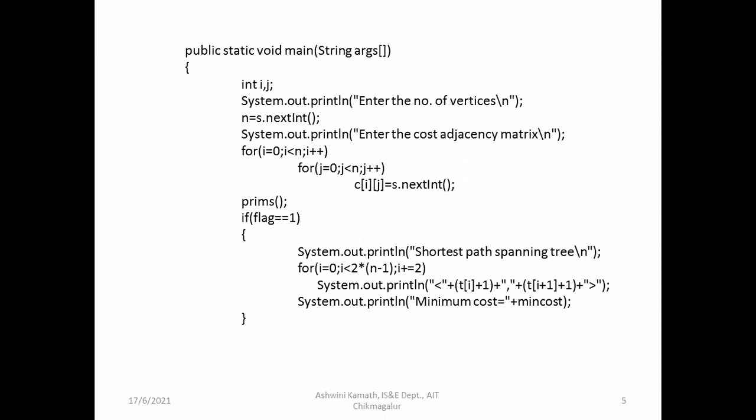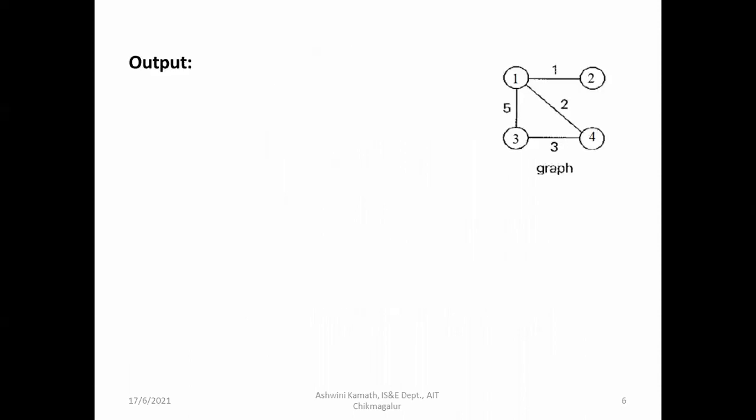Then close the bracket for the flag, that is the if condition, then close the bracket for main, then close the bracket for the Prim class. Okay, this is Prim's algorithm implemented using the Java programming language. Then we'll discuss this with an output.